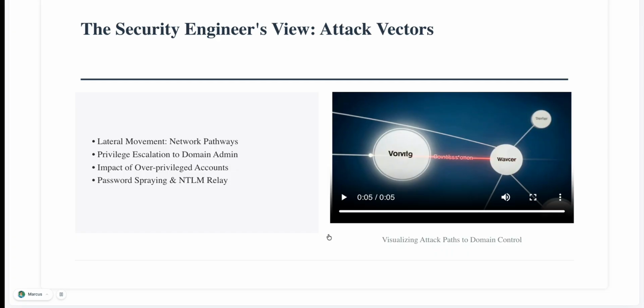Alex, based on what we've seen, which part of this attack chain do you think is the most critical for a security engineer to disrupt first? If we're stretched thin, is it better to block lateral movement early or guard domain admin at all costs?